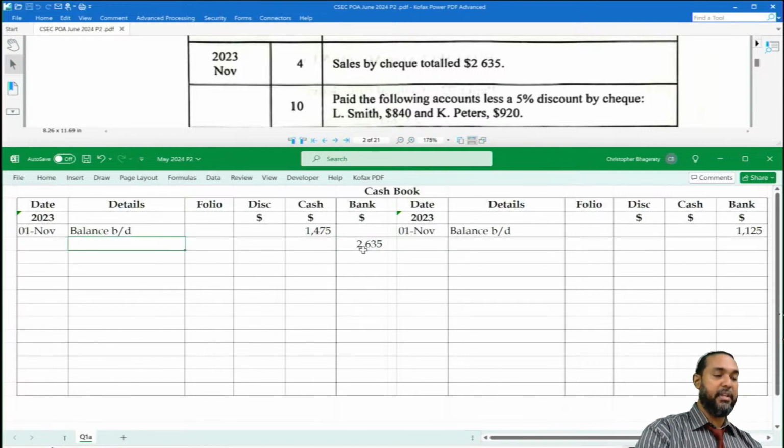Where did the money come from? It came from sales. What's the date there? The date is 04-November.